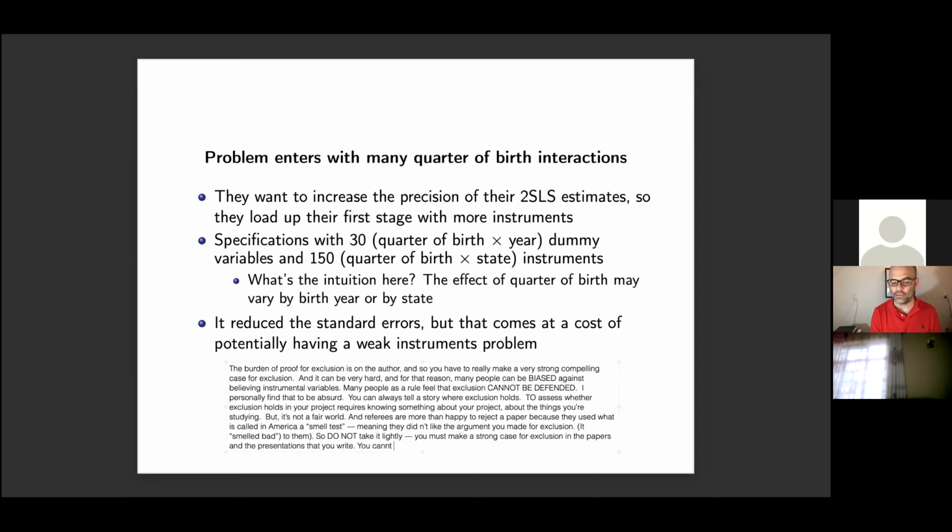You cannot simply say, assuming exclusion holds. Why should I believe exclusion holds? Convince me. This is hard work, but it's essential to using IV. Okay.